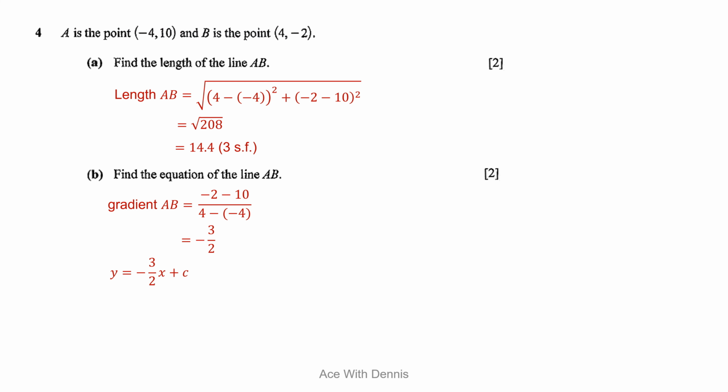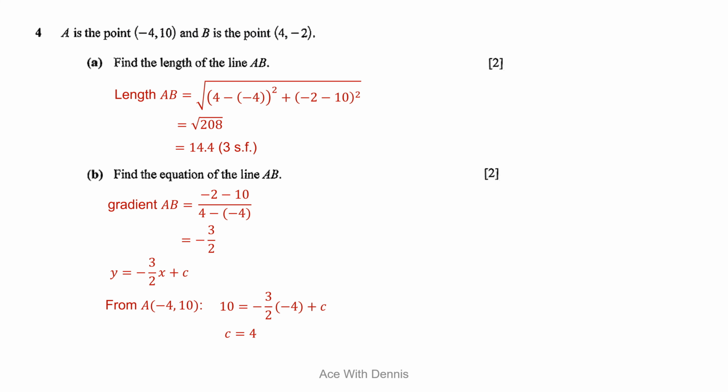The equation will be in the form of y equals mx plus c. So it becomes y equals -3 over 2 x plus c. And now we want to find the value of c. To find the value of c, we can use the coordinates of point A, which is -4, 10, which means that x is -4 and y is 10. We substitute these two values into the equation. It becomes 10 equals -3 over 2 times -4 plus c. When you calculate, we'll get c as 4.